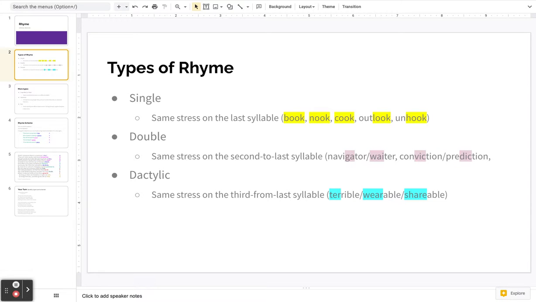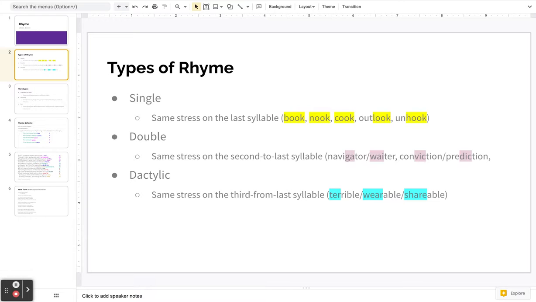There are single rhymes where the same stress is on the last syllable. So book, nook, cook, look, unhook. So it's the last syllable, even if it's like a four-syllable word, if it's the last syllable that rhymes, it's a single rhyme. Okay, double is that same stress on the second to last syllable.